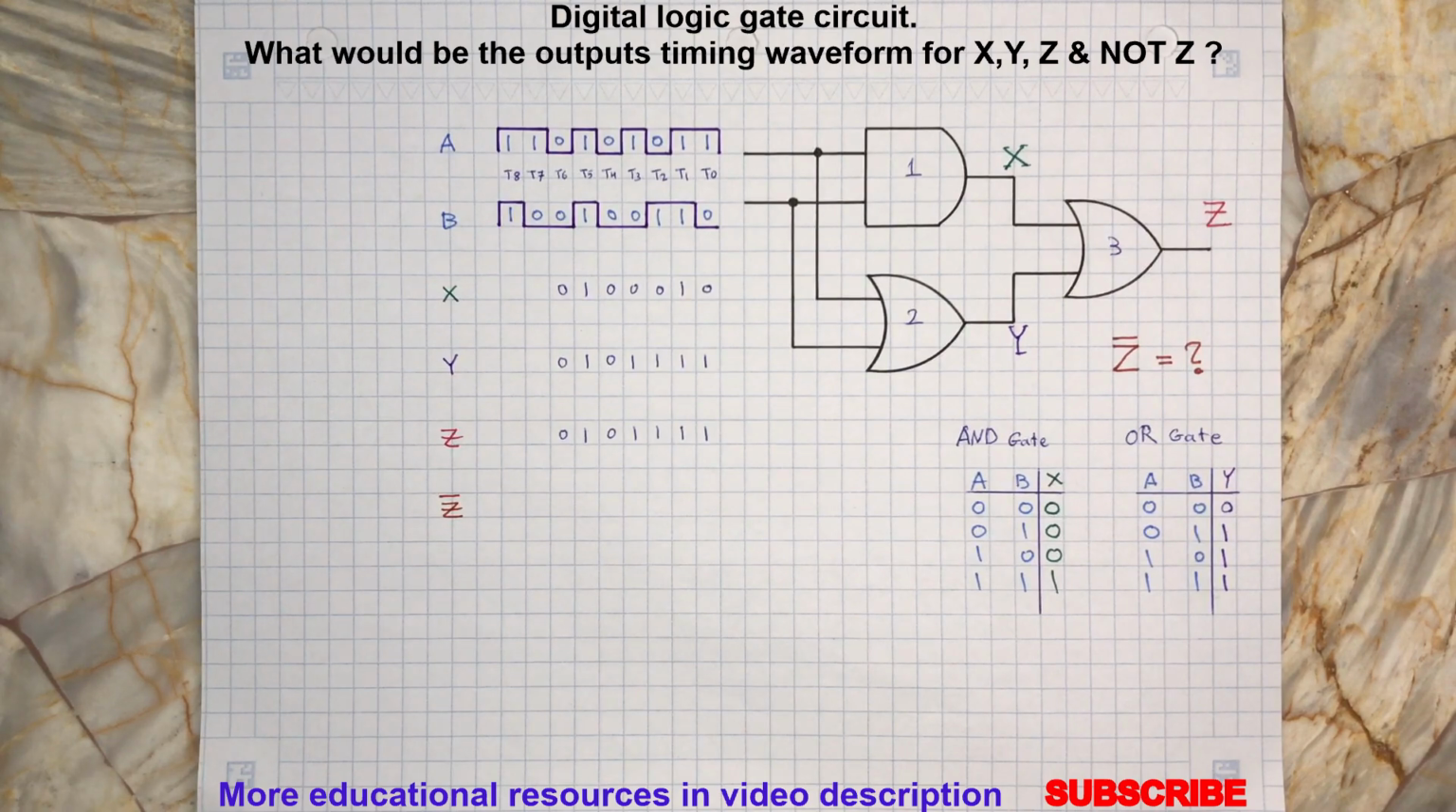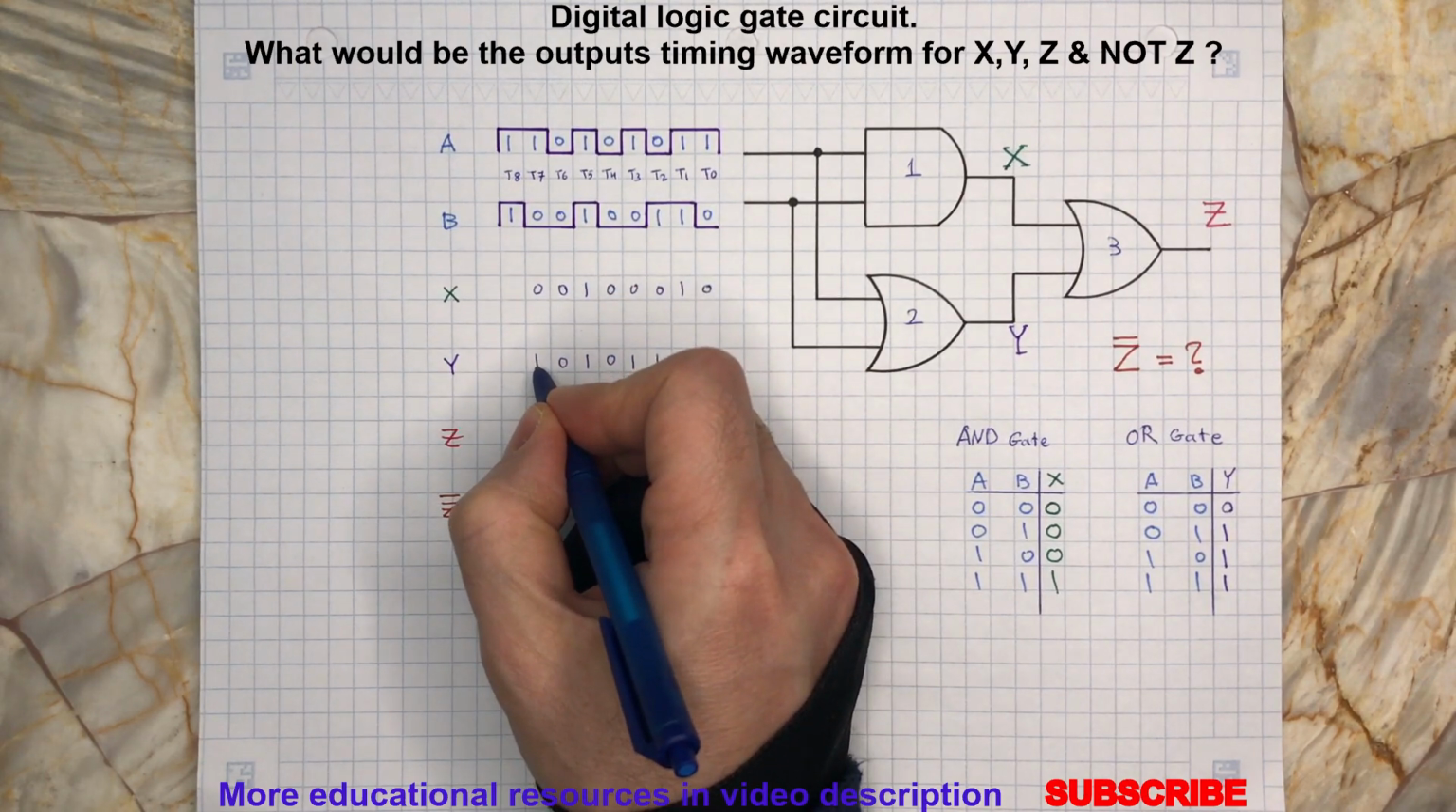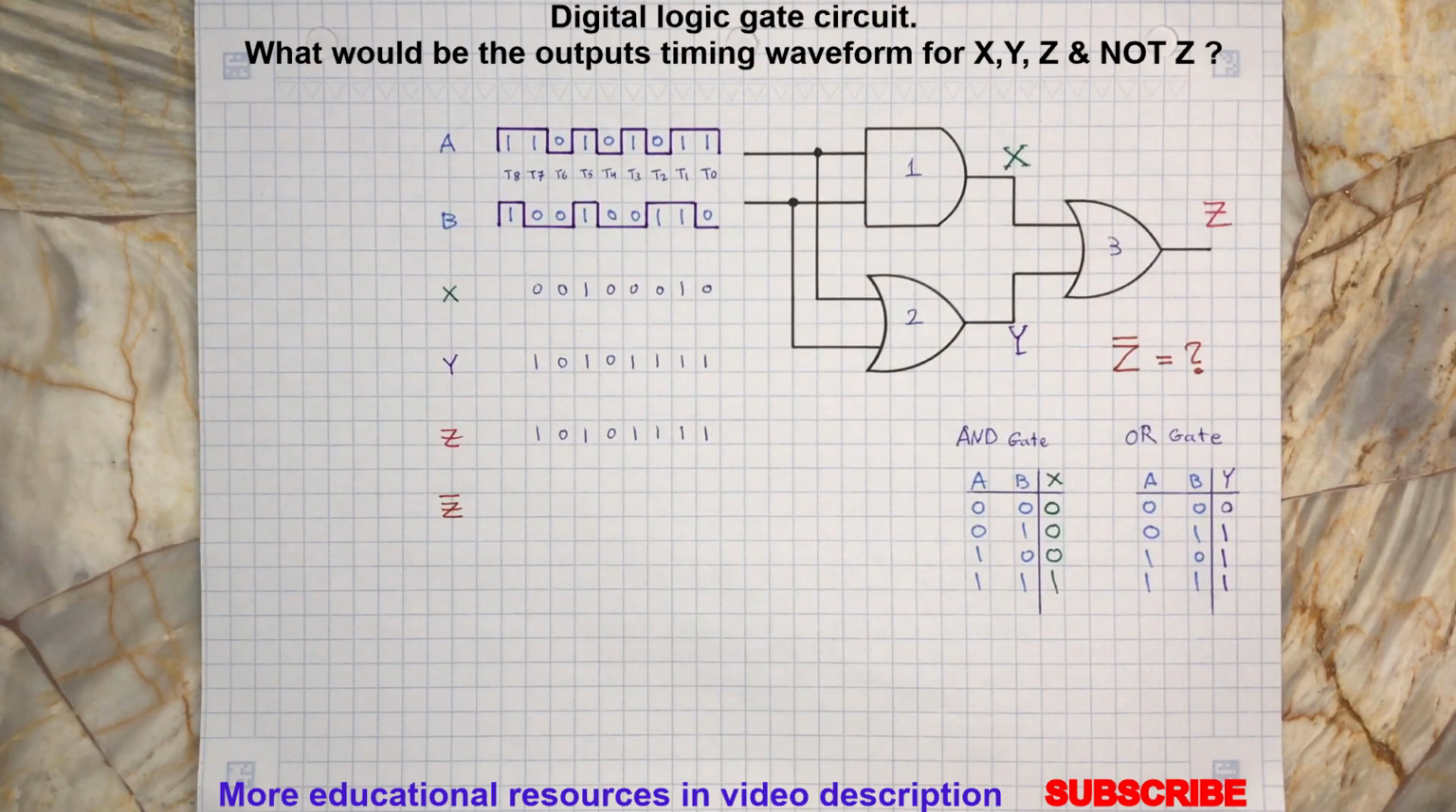During the time interval T7, the input A is 1 and B is 0, so the output X will be logic 0 and output Y will be logic 1. As a result, we will have a logic 1 at output Z. And finally, at T8, both inputs A and B are logic 1. Then both outputs X and Y as well as Z will be logic 1.